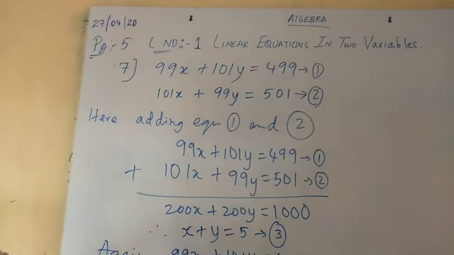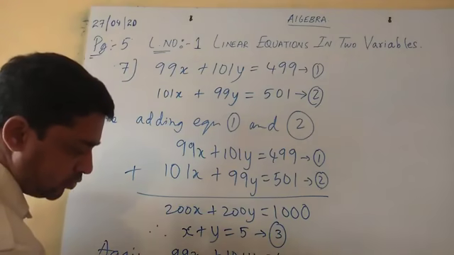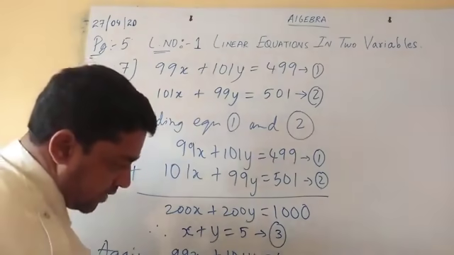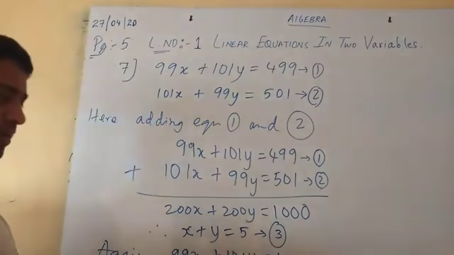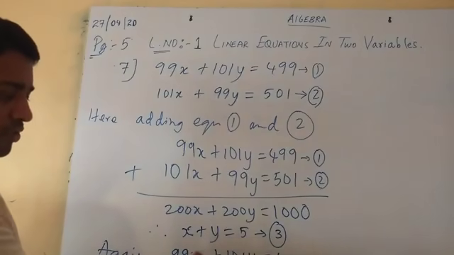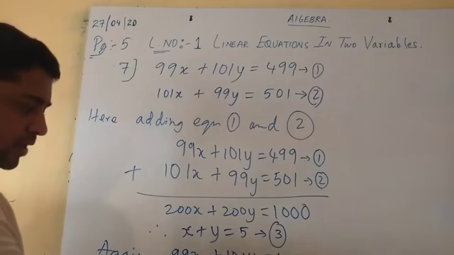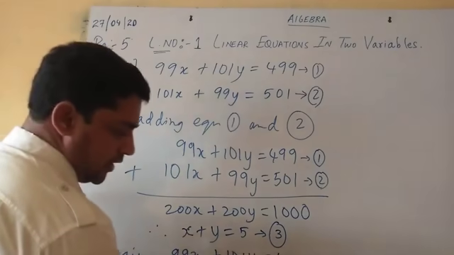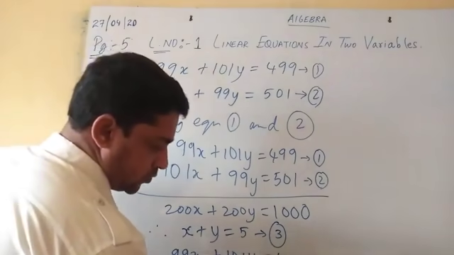So 99 minus 101x, minus 2x, plus 2y. Y plus 2y. 101 minus 99 is 2. Correct? Positive and negative again is negative, but you get the positive sign here. Why? The bigger number is positive. That's why you get the positive sign. Similarly, is equal to minus 2.